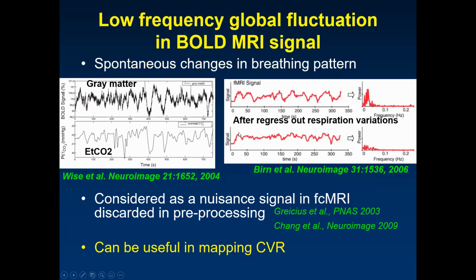So because of these observations, the spontaneous changes in breathing pattern, which cause the low frequency BOLD signal fluctuation, are also always considered as a nuisance signal in functional connectivity fMRI and are always discarded in pre-processing. However, we can utilize this low frequency global signal fluctuation to map CVR using resting state scans.